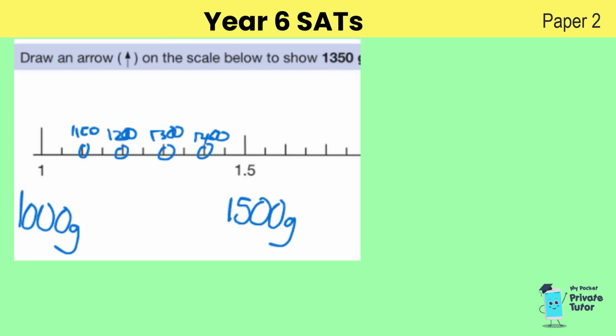Now we want 1,350, so in between 1,300 and 1,400, that would be where 1,350 is, and we just need to draw an arrow to indicate that. So my arrow is pointing between the 1,300 and the 1,400 to indicate the 1,350 grams.